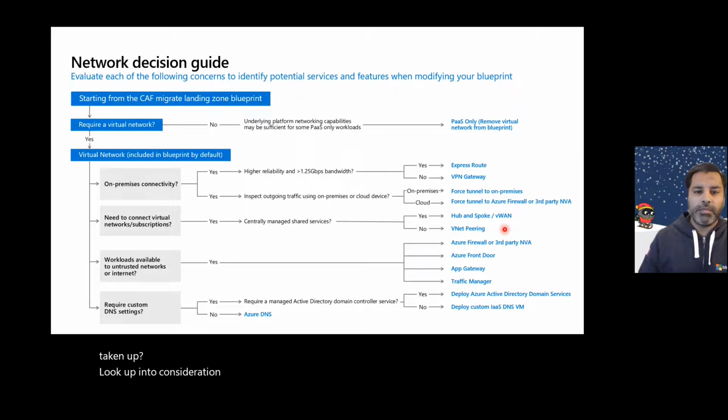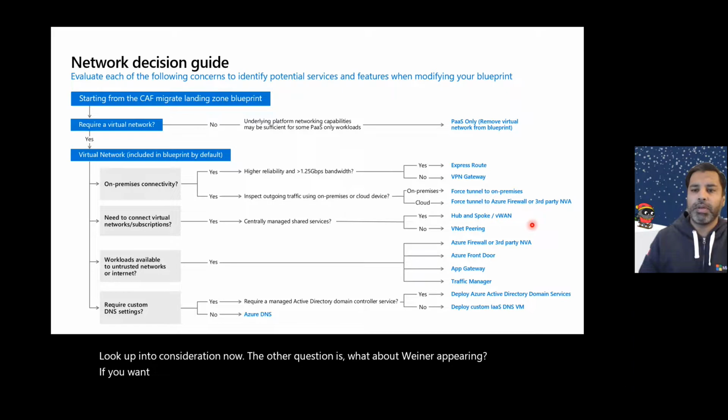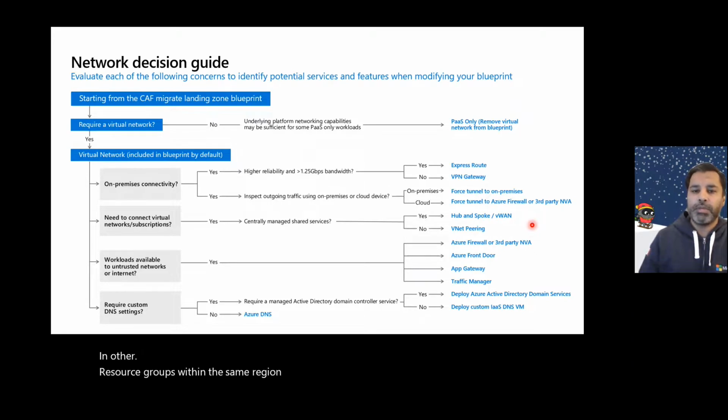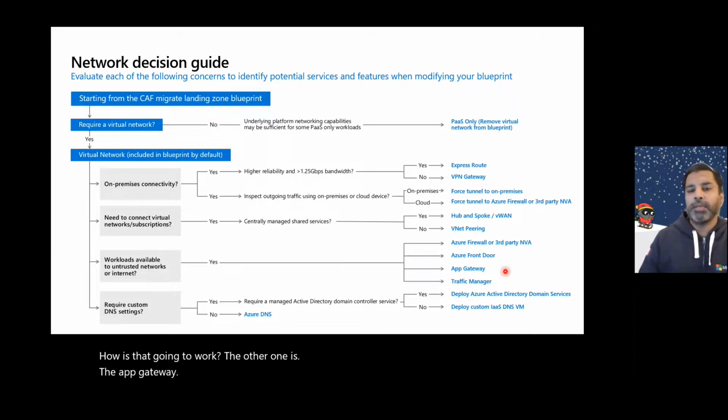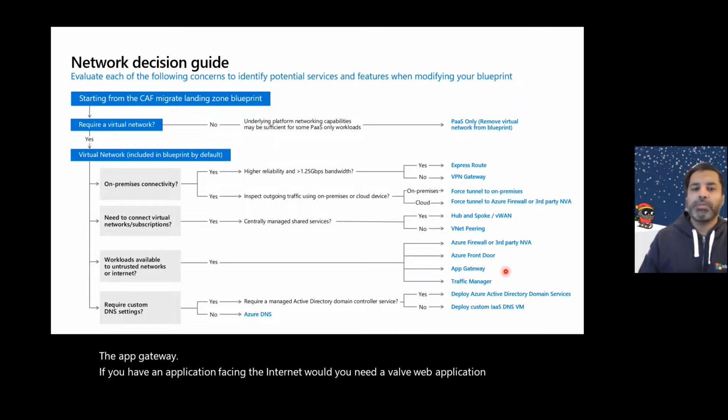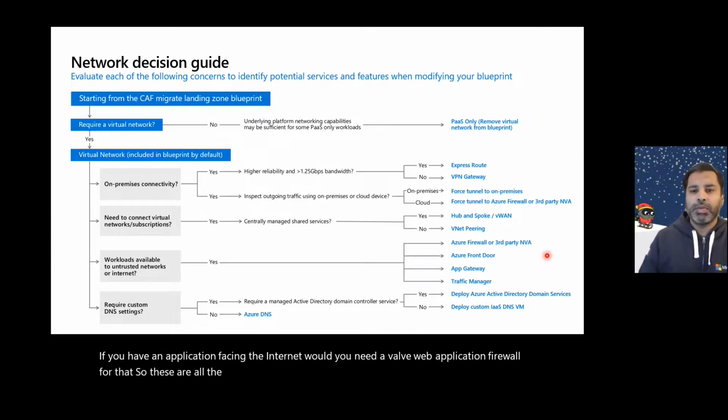Now, the other question is, what about VNet peering? If you want to access other resources in other resource groups within the same region or other regions, you probably need VNet peering. How is that going to work? The other one is the app gateway. If you have an application facing the internet, would you need a WAF, web application firewall, for that? So these are all the considerations that you would need.